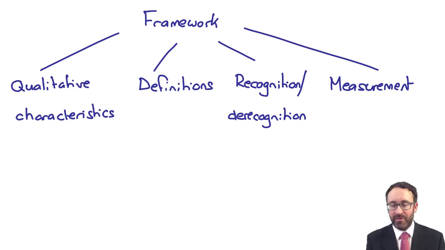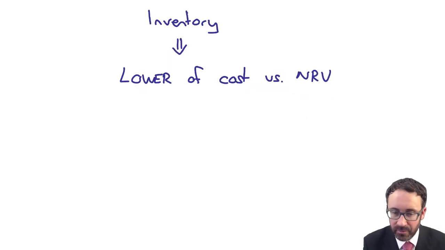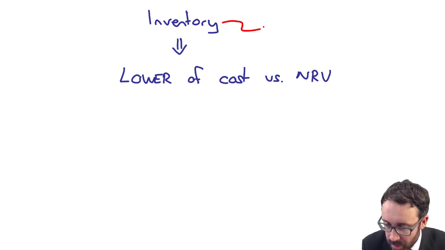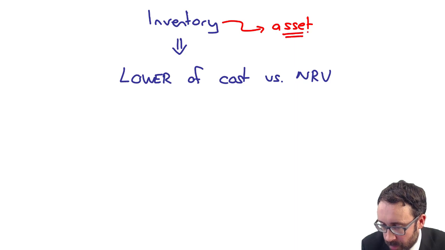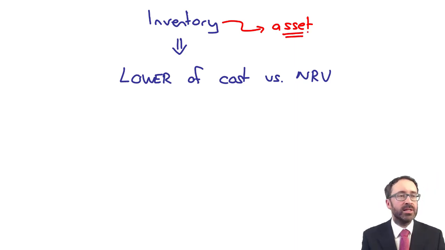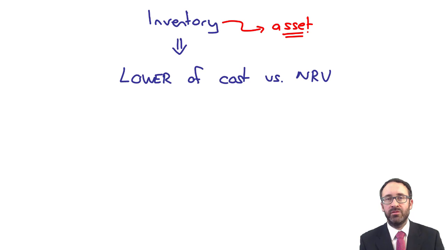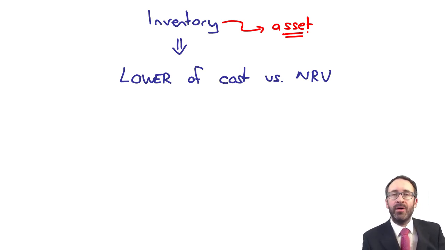Well, if you're thinking about your definitions, inventory itself meets the definition of an asset, doesn't it? It arises from a past event when it was purchased. You control that inventory because you determine how you use it. And then it is a present economic resource, isn't it? Because it's there within your business, so you are able to sell it and generate a profit. Okay, so that meets the definition of an asset.